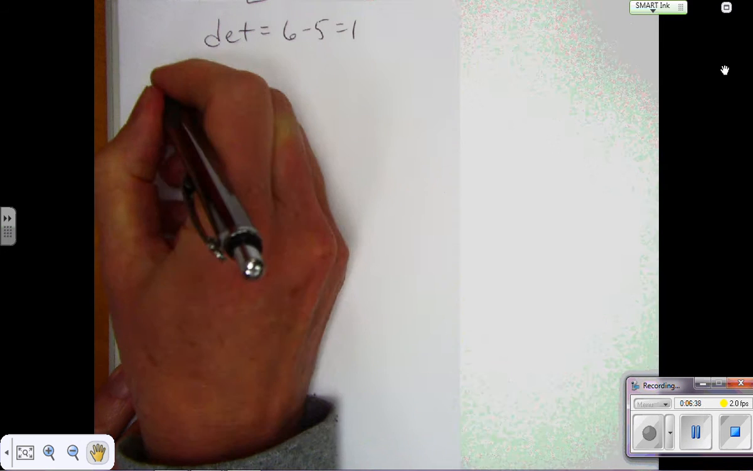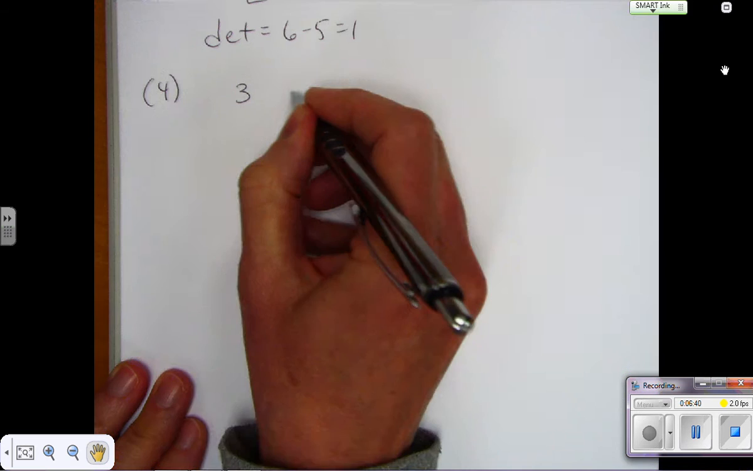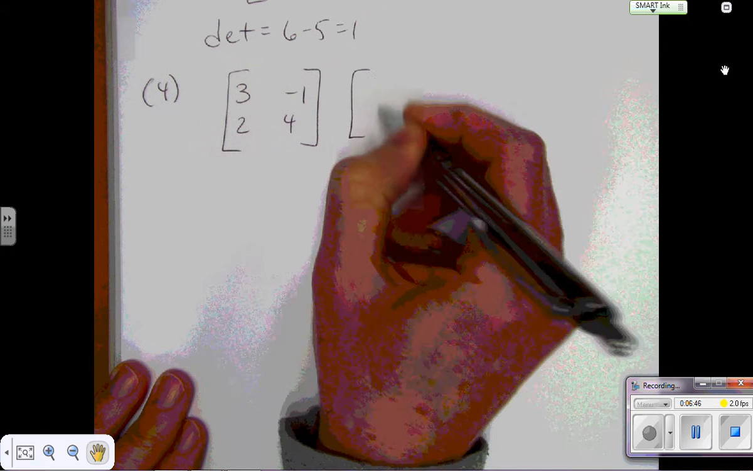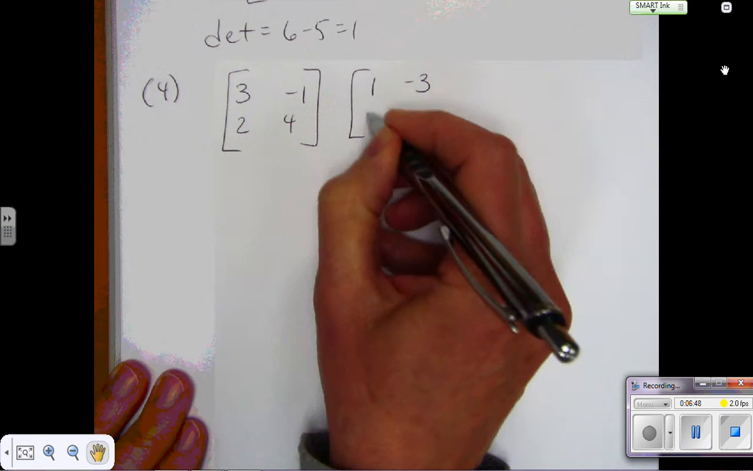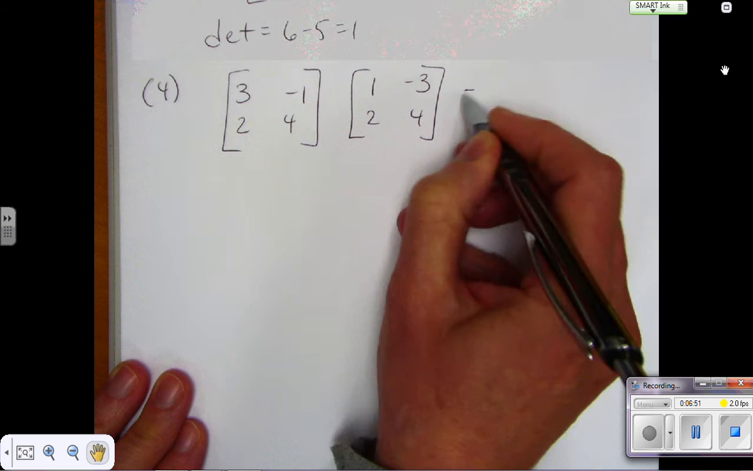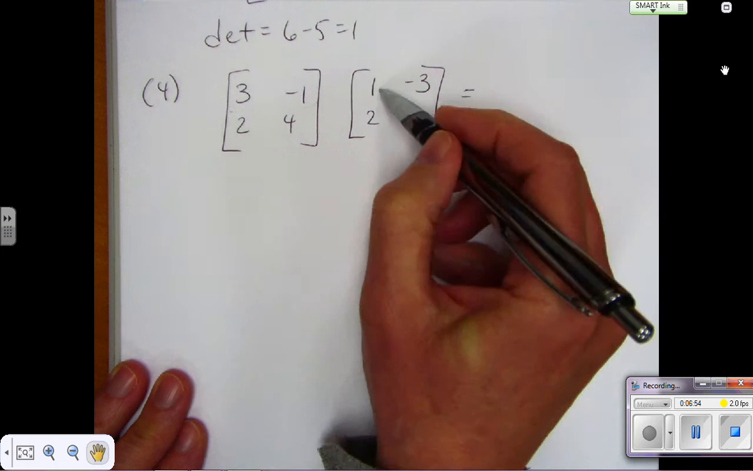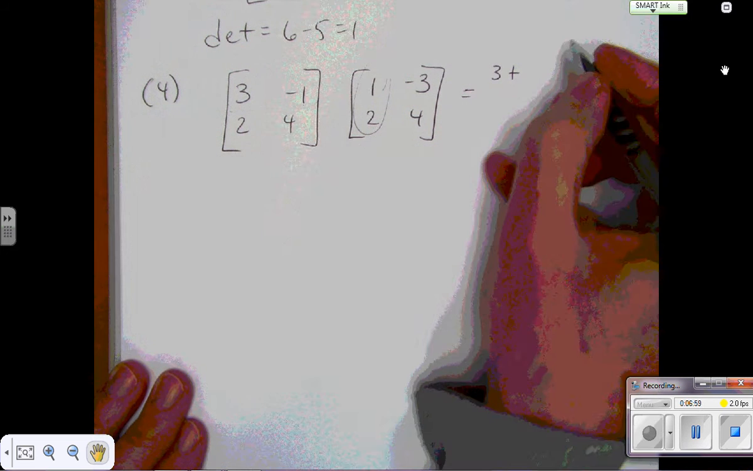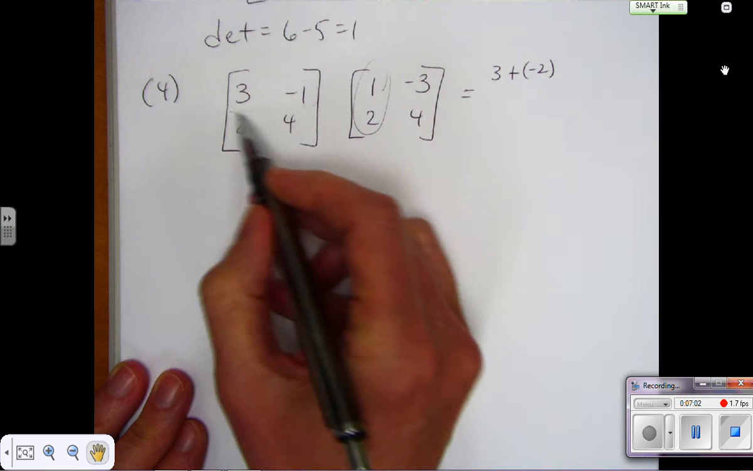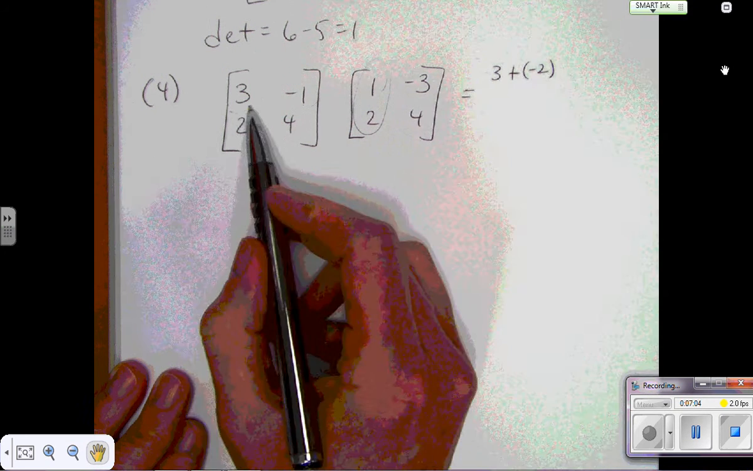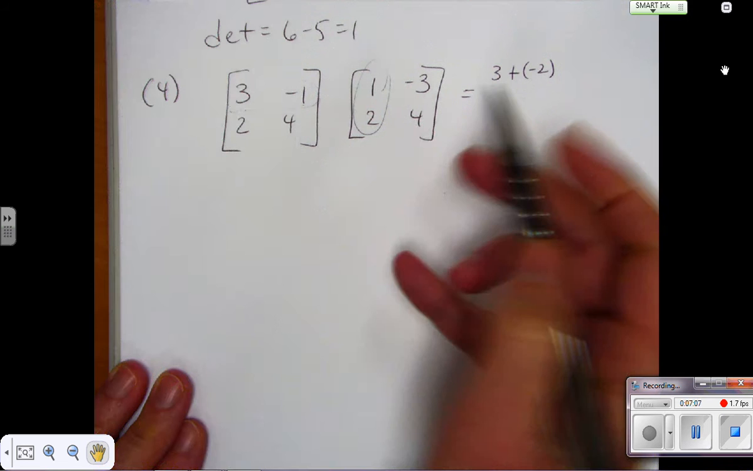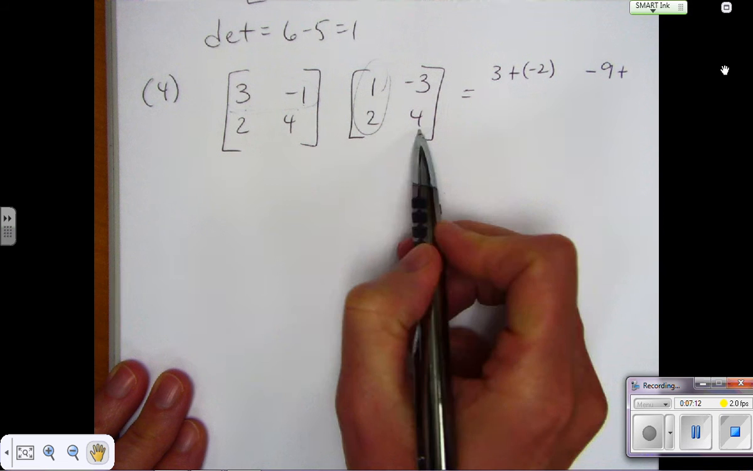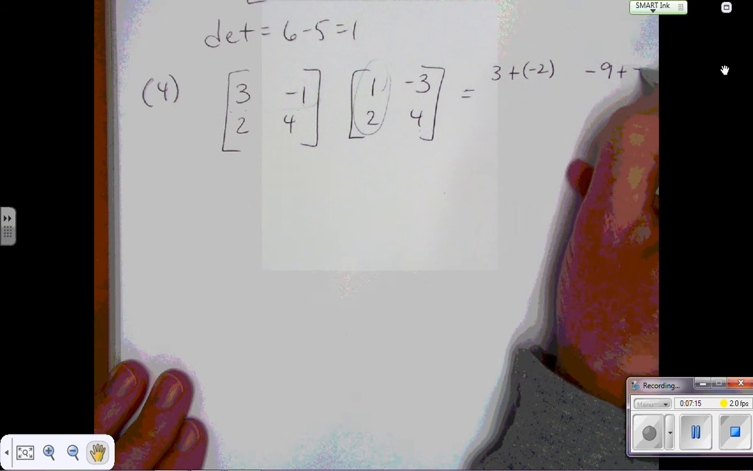Okay, let's look at number 4. We're going to determine if they are inverses of each other. So in order for them to be inverses, I need to get the identity matrix whenever I multiply them together. So I'm going to take the first row times the first column. 3 times 1 is 3, plus -1 times 2 is going to be -2. And the first row times the second column. 3 times -3 is -9, plus -1 times 4 is -4.